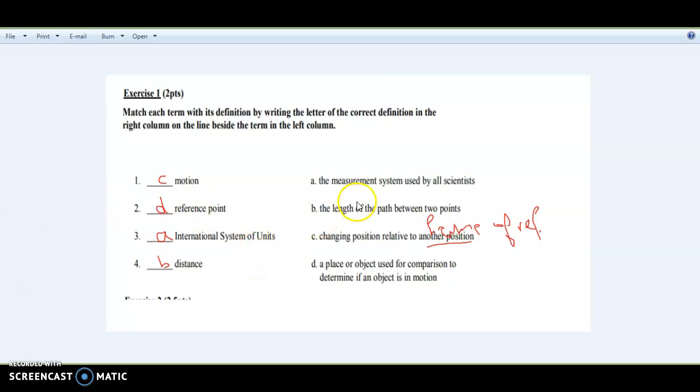International system of units is the measurement system used by all scientists. Like what is the SI unit of speed? Meter per second. SI unit of distance? Meter. SI unit of time? Seconds. Finally, distance B is the length of the path between 2 points. It's the ground covered during motion.